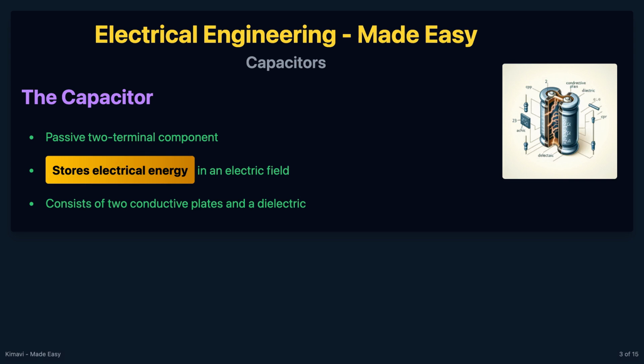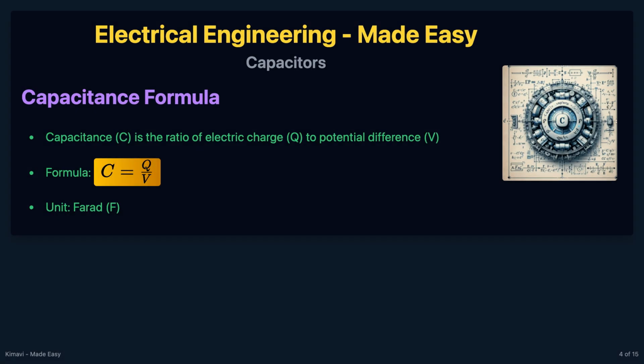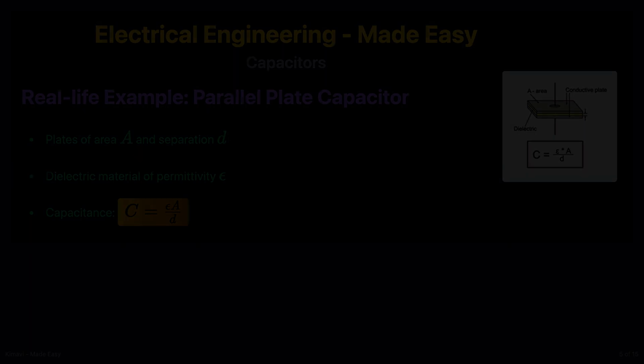It consists of two conductive plates separated by an insulating material called the dielectric. The capacitance of a capacitor is defined as the ratio of the electric charge on each conductor to the potential difference between them. The formula is C equals Q divided by V, where C is the capacitance, Q is the electric charge, and V is the potential difference. The unit of capacitance is the farad, which is defined as 1 coulomb per volt.